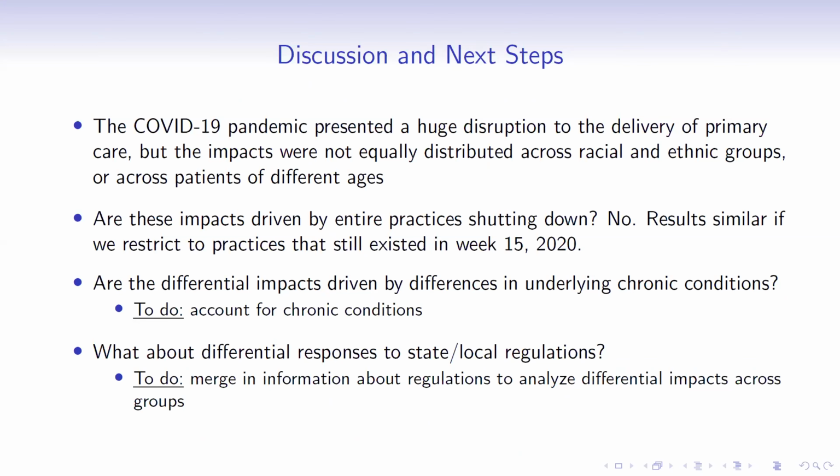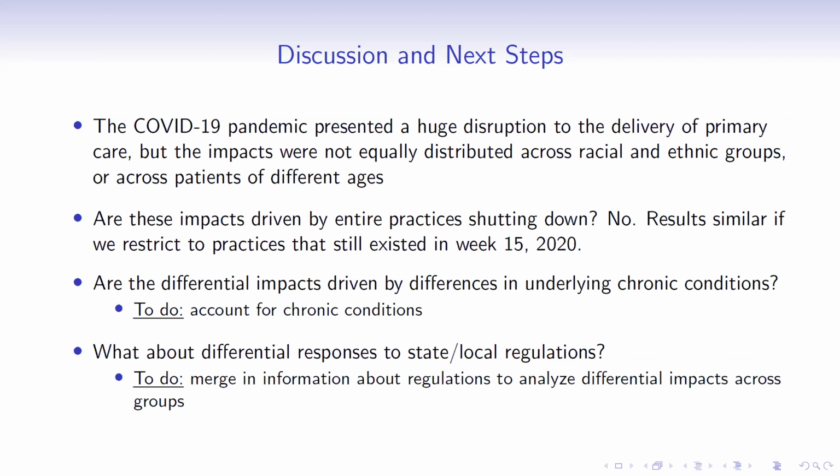What we've learned is that the COVID-19 pandemic has, of course, presented a huge disruption to the delivery of primary care. These impacts were not necessarily equally distributed across racial and ethnic groups, however, or across patients of different ages. So some questions that we thought about, and you might be thinking about: could these impacts be driven by entire practices shutting down, where those practices are concentrated in certain neighborhoods that have different racial and ethnic compositions? That appears to not be the case. Our results actually hold up if we restrict to practices that still existed in the middle of the pandemic, basically by April, May 2020.